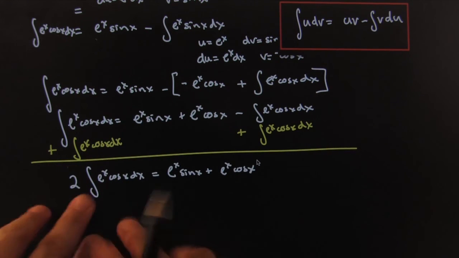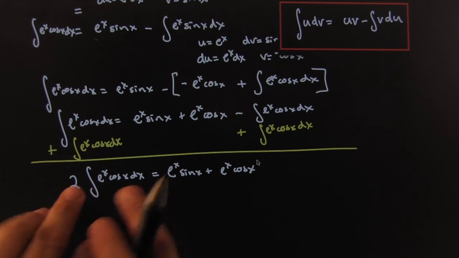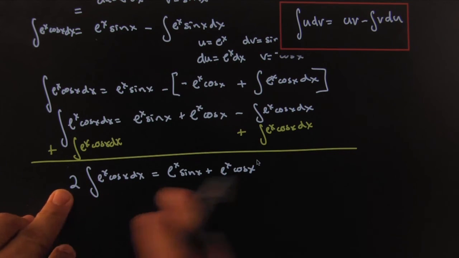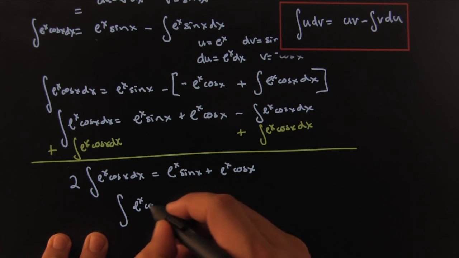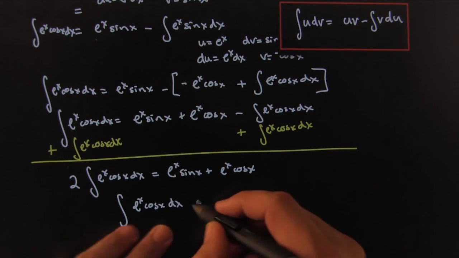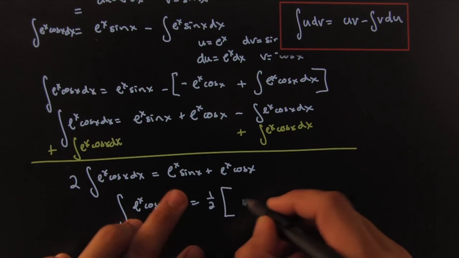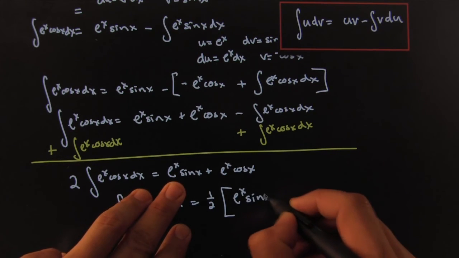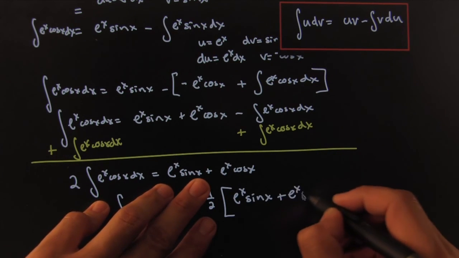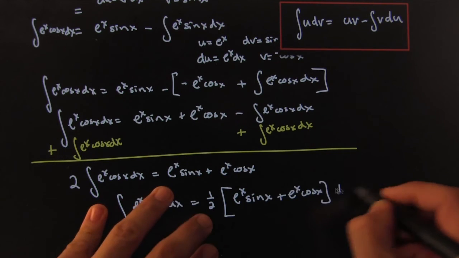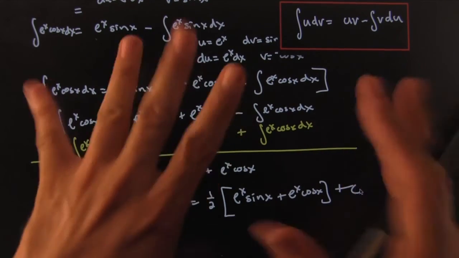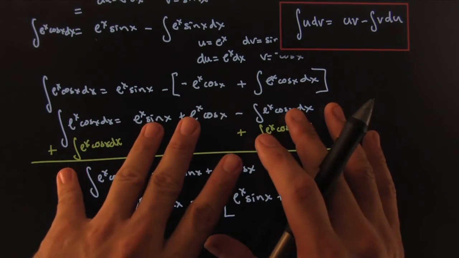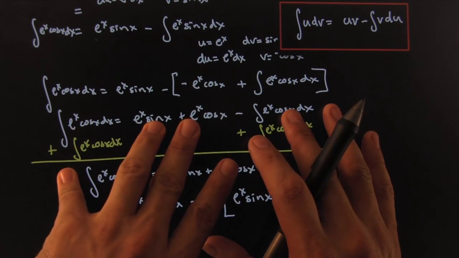Say, whoa, even now I can solve for this. All I gotta do is slap a 1/2 on both sides, and we're good to go. The integral of e to the x cosine of x dx is equal to 1/2 times e to the x sine of x plus e to the x cosine of x plus a constant. Duh. It's a nice problem here because it has a couple things that are more interesting than the usual ones.